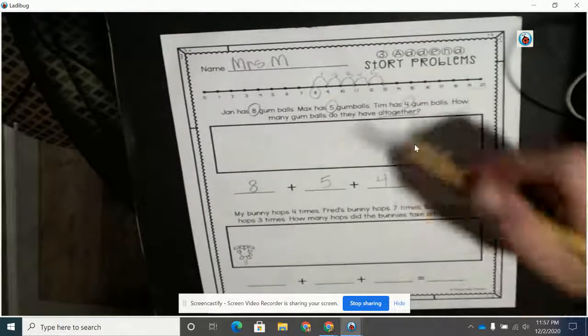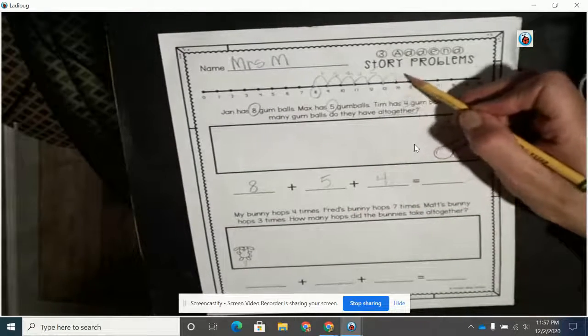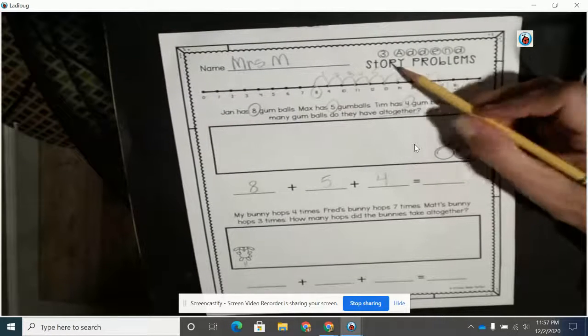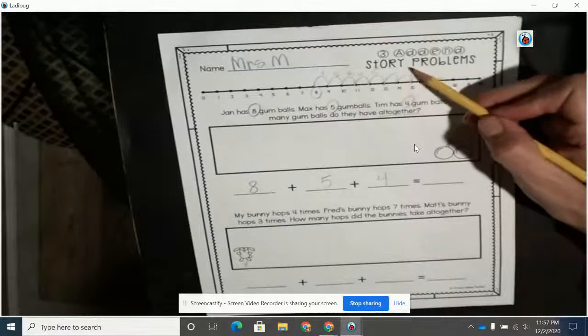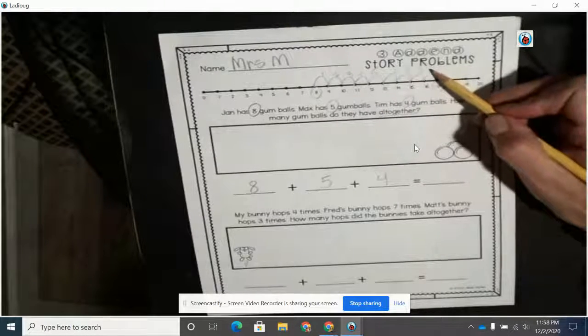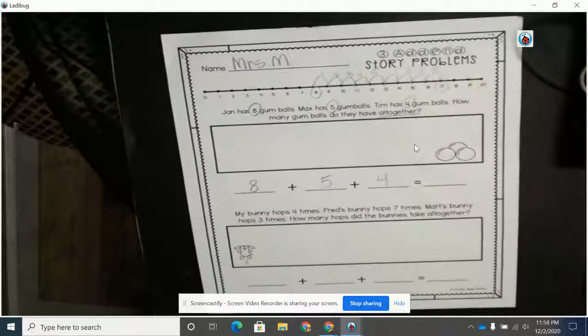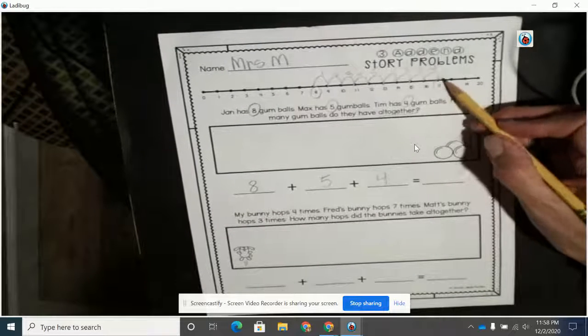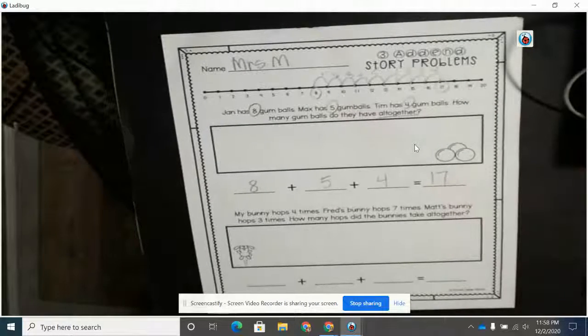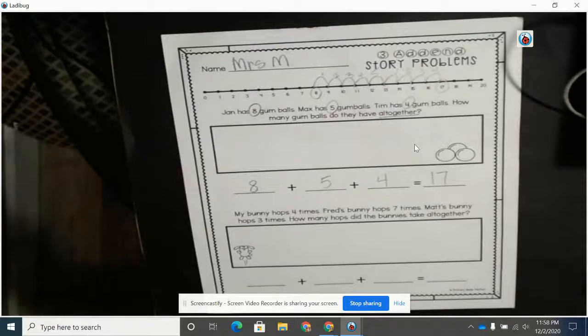But now I need to go 4 more. 1, 2, 3, 4. And that's where I end. I'm going to double check and make sure that I did get 4. Sometimes with this many hops, you could get an extra one in there, then the whole thing will be wrong. So there's my 4, so it is correct, and I stopped at 17. So there's going to be 17 gumballs. I didn't even need to draw a picture.